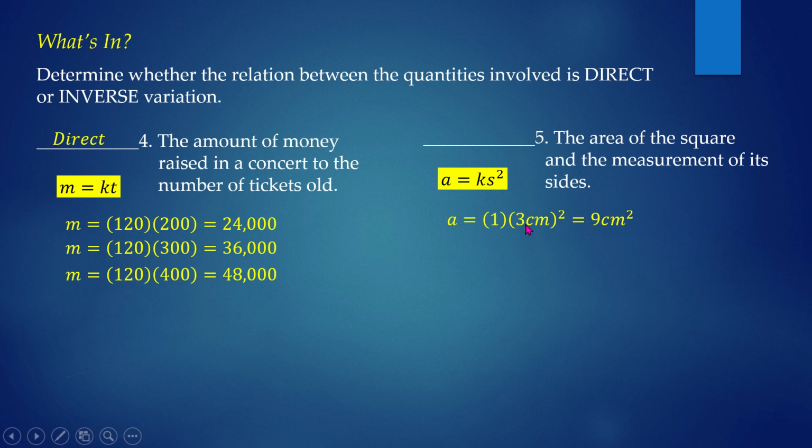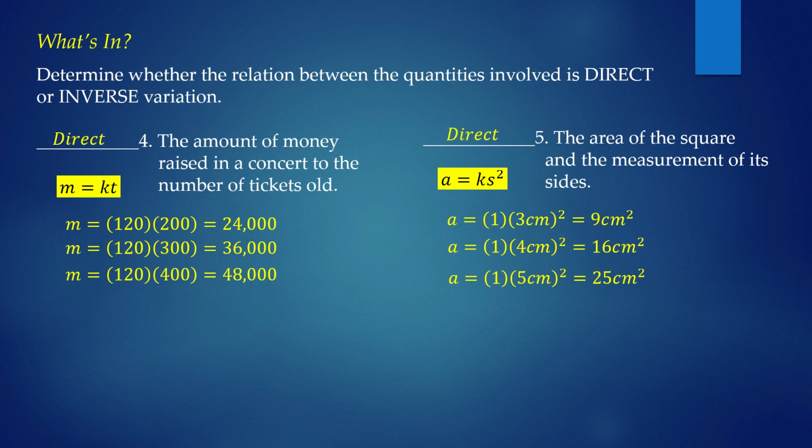So if a square is a quadrilateral that has 4 equal sides, therefore if the given side of the square is 3 centimeters, the remaining three sides would also be 3 centimeters. So if 3 centimeters, pila man ang area niya? 9 square centimeters. If one side of the square is 4 centimeters, pila ang area? The square of 4 centimeters, 16 square centimeters. If 5, 25 square centimeters.